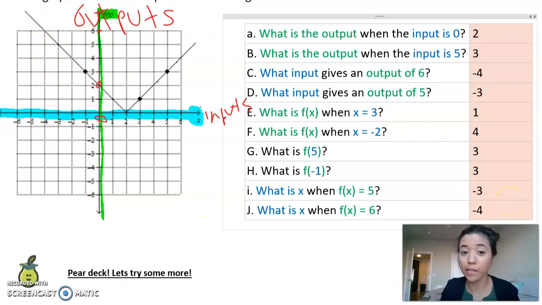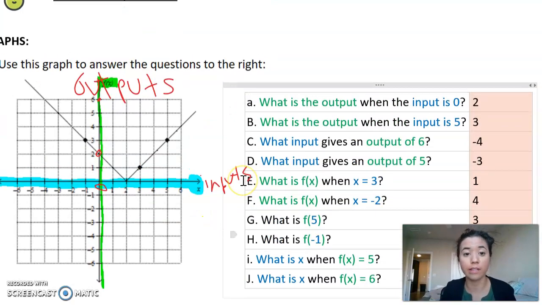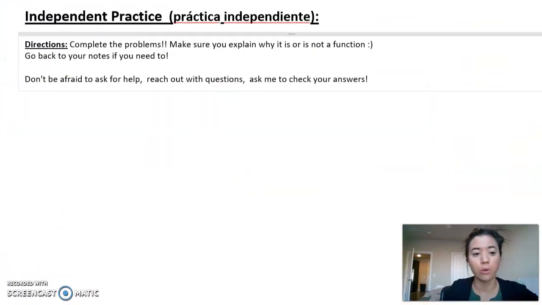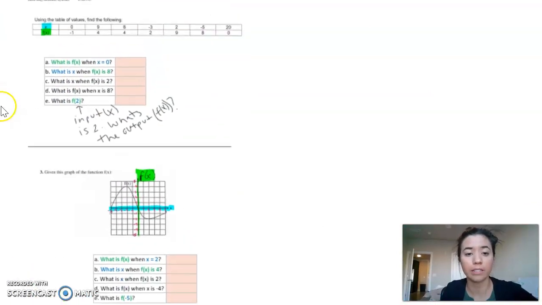All right, if you need any help in any way, just let me know, and I'll be happy to work through more of these with you. You may now move on to independent practice.